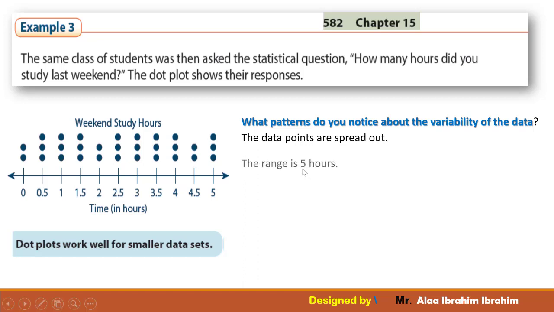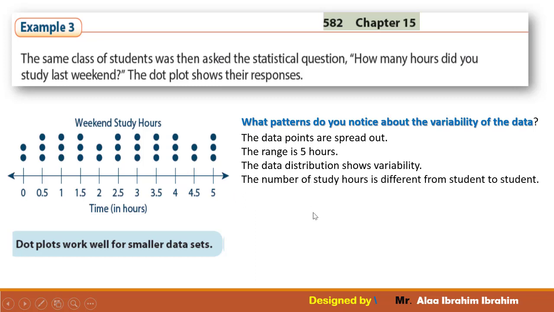So we're going now to another thing, the range. I told you before, the range is the greatest value minus the smallest value. So 5 minus 0 is 5. So this is my range. Now we're going to the distribution showing variability, because we have different answers here, or different students with different answers for these questions. So we have a number of study hours in different forms, student to student. This is the way, because we have variability.